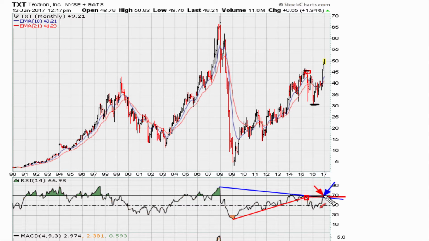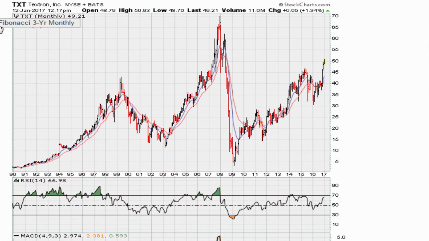As long as these two lines are acting as resistance, it seems to me it represents an emerging idea in many charts that the next meaningful direction is going to have to be lower. Now remember, this is a monthly chart, so it might take a couple of months for this to play out.